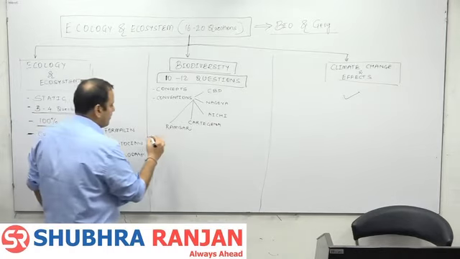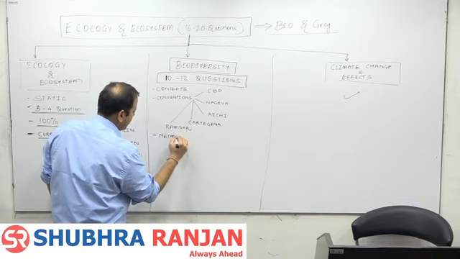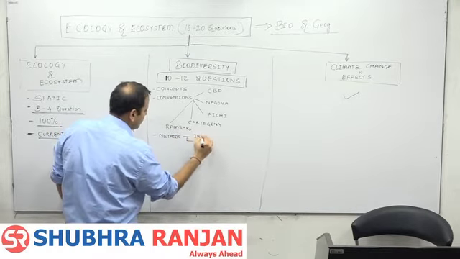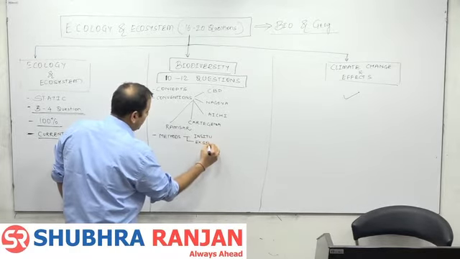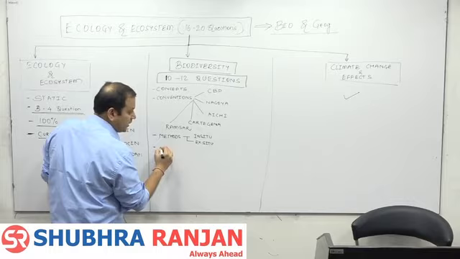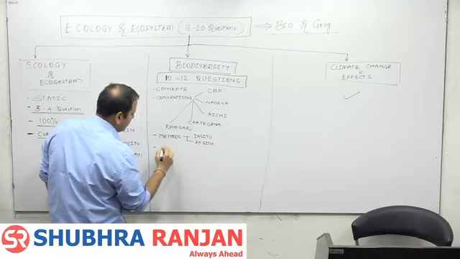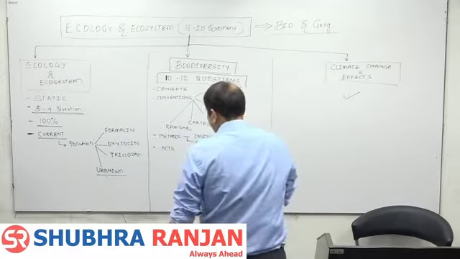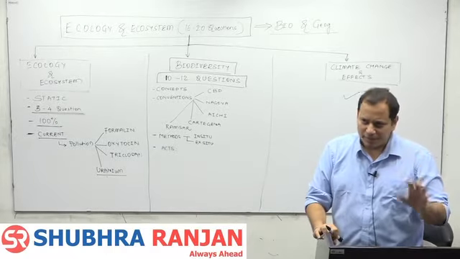Then there are methods of the conservation of biodiversity. And methods of the conservation of biodiversity in situ and ex situ. Then there are some of the legislations for the conservation of biodiversity or acts at the national level. For example, Wildlife Protection Act, Biodiversity Conservation Act, the Environment Protection Act.